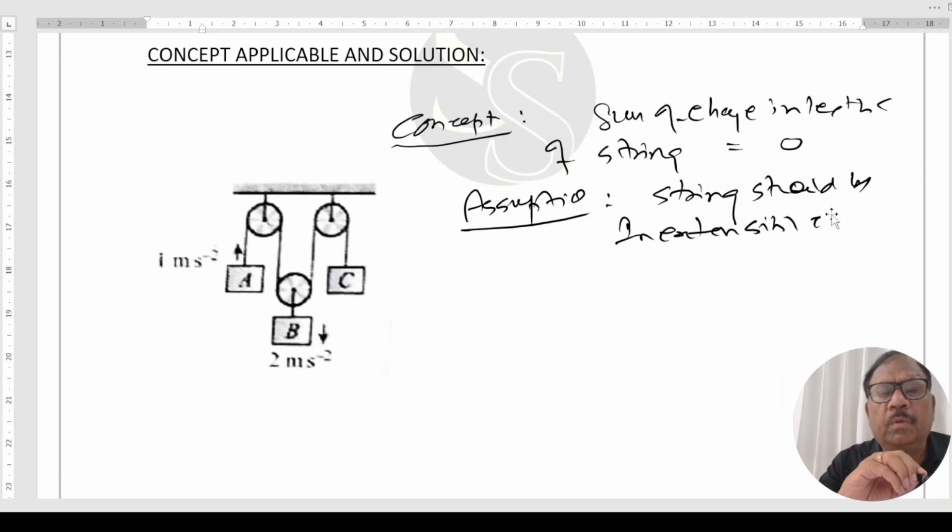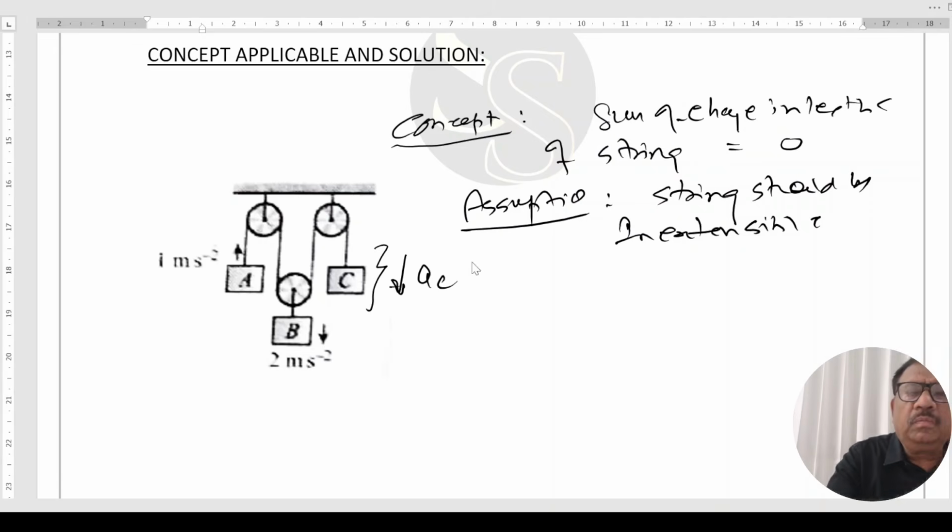String should be inextensible. In this case, this is moving downward, this is moving outward. We have to consider this one. Let's say this is moving downward, having acceleration AC. If our assumption is wrong, sign will change, we will move it upward. Right? Now, this is moving upward, this is moving downward, this is moving downward.